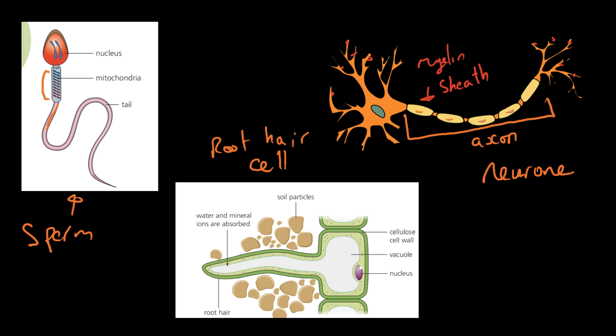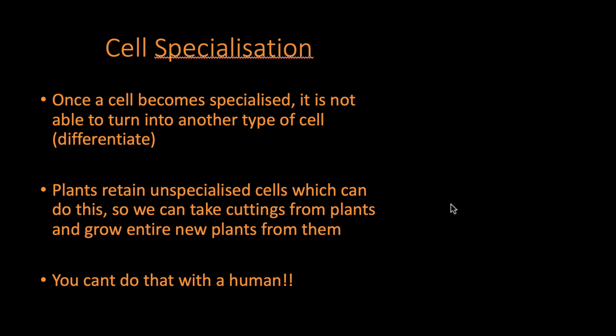Now, some important information about specialized cells is that once a cell becomes specialized, it's not then able to differentiate into another type of cell. Differentiation, or cell differentiation, is the term we use to refer to a cell becoming specialized. Now, plants actually retain unspecialized cells in a tissue called the meristem. These can then grow into any type of cell. Once a cell has specialized, it can't then turn into another type of cell, but an unspecialized cell can. And so plants are able to do that.